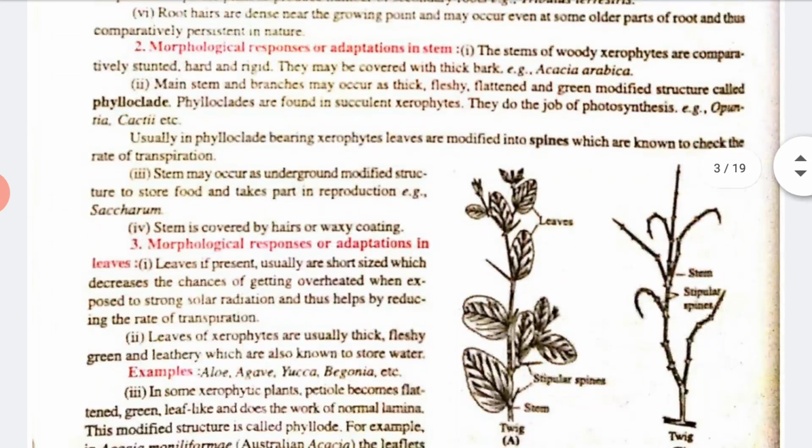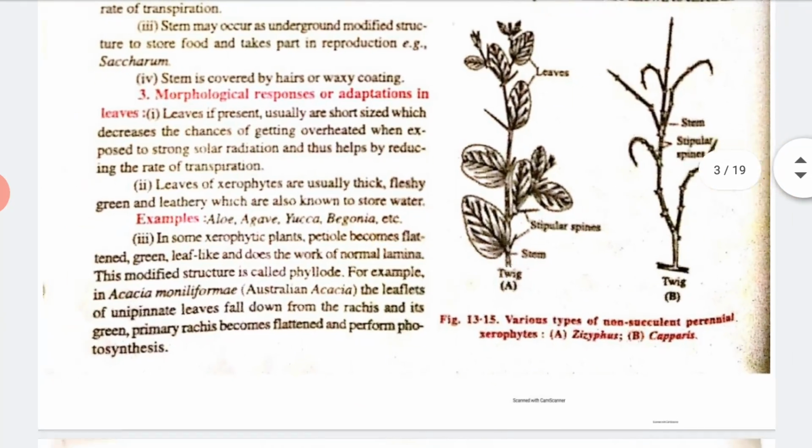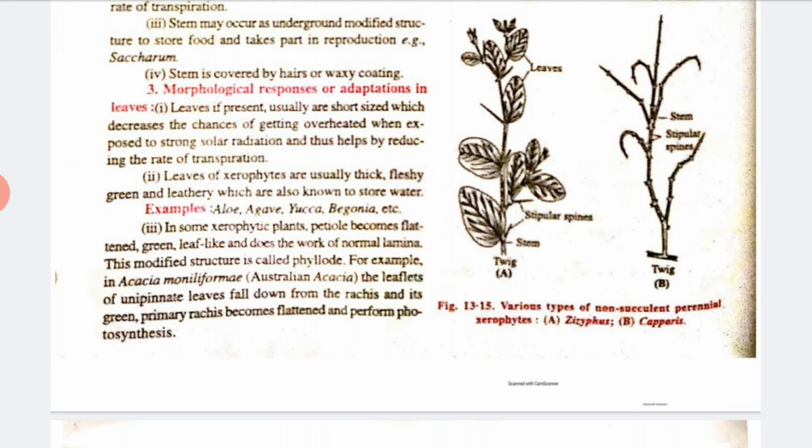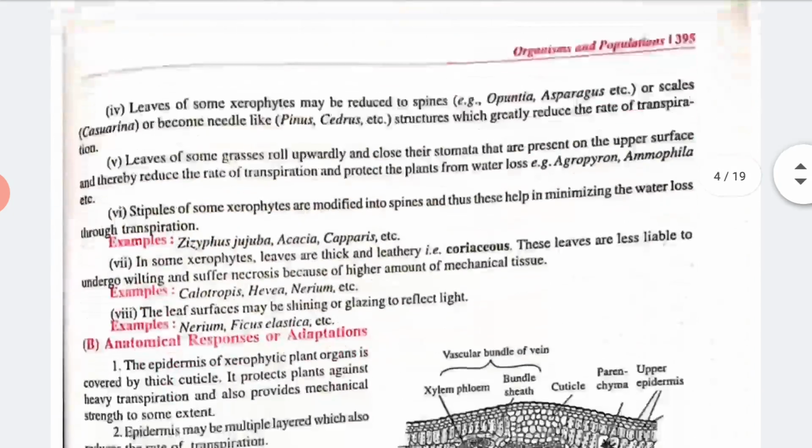Now let's talk about the morphological adaptation on the basis of leaves. Leaves, if present, are usually small in size, which decreases the chance of getting overheated when exposed to strong solar radiation, and thus helps by reducing the rate of transpiration. Clear? Examples again are Aloe, Agave, Yucca. These are the following examples. Now this is morphological.